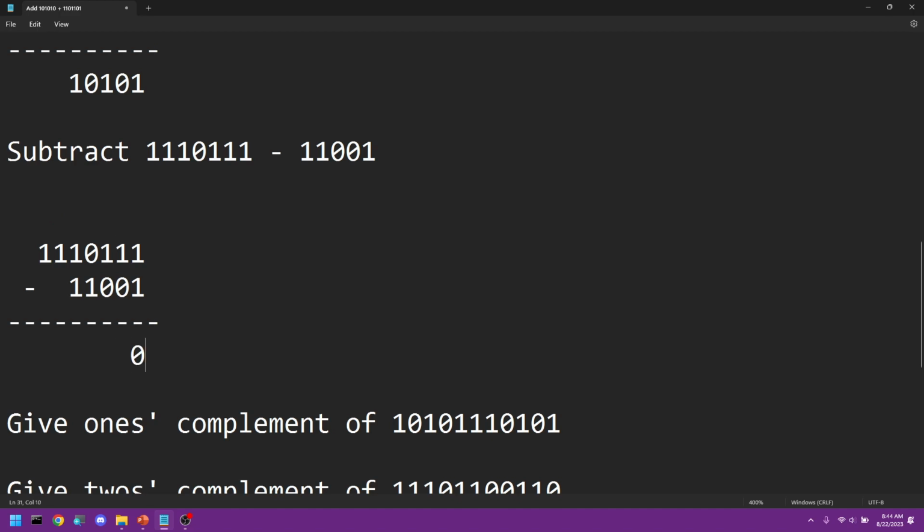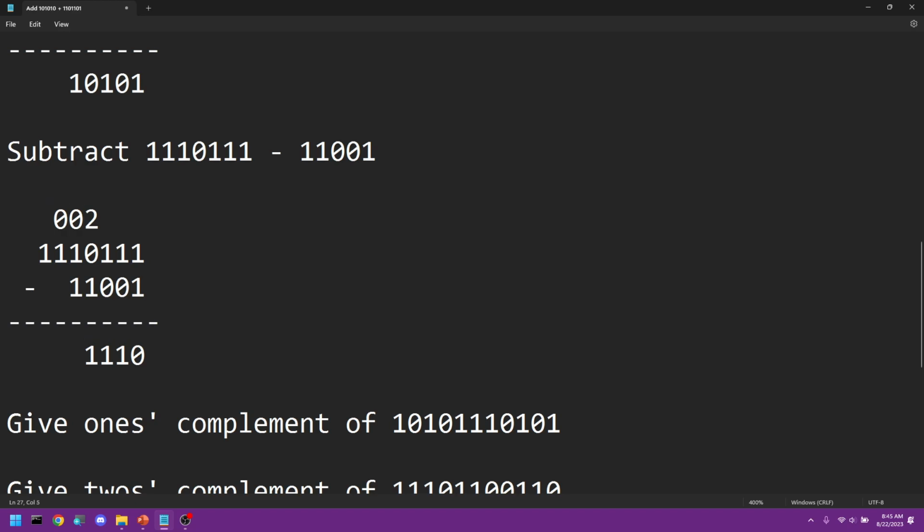So 1 minus 1 is 0. 1 minus 0 is 1. 1 minus 0 is 1. 0 minus 1. We borrow from here. This 1 becomes a 0. And now this becomes our 2. 2 minus 1, 1. Now we have a 0 minus 1, so we have to borrow.